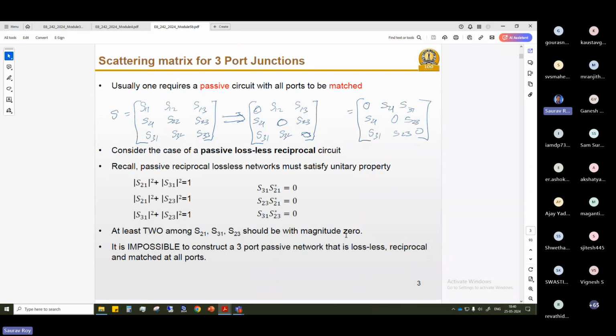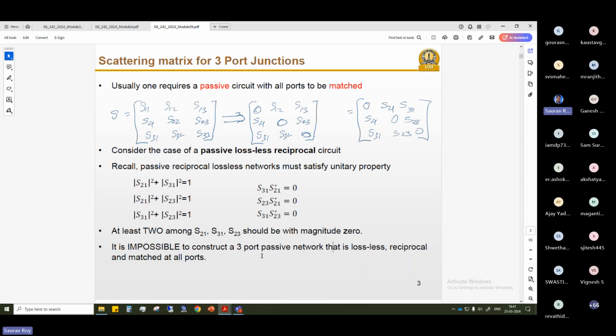S21 being 0 means if you are transmitting from port 1 to port 2 and you are getting 0, obviously it will not work as a multi-port network. That means theoretically it is impossible to have such a 3-port network. Just note, this is only for a 3-port network. I'm not talking about an n-port or a generalization. You cannot have a network that is passive, lossless, reciprocal and matched at all ports. All these things are not possible together.